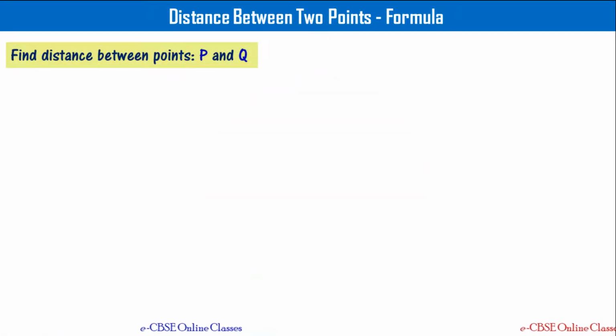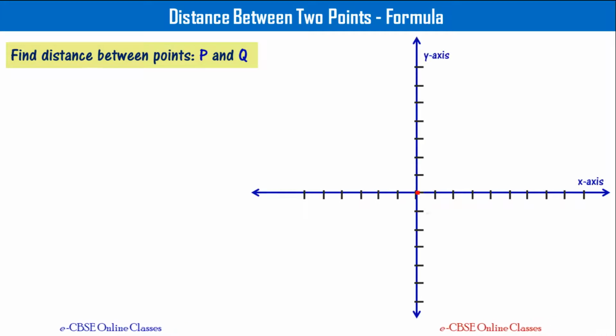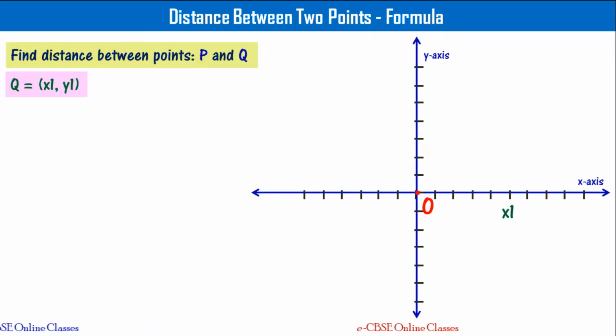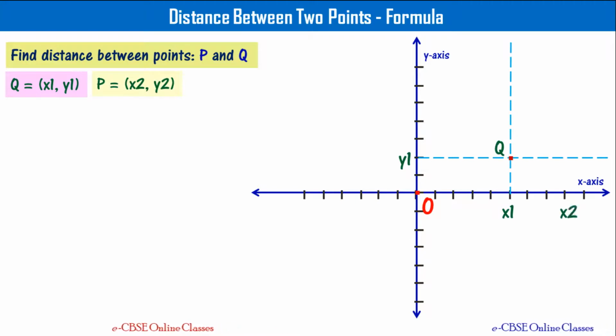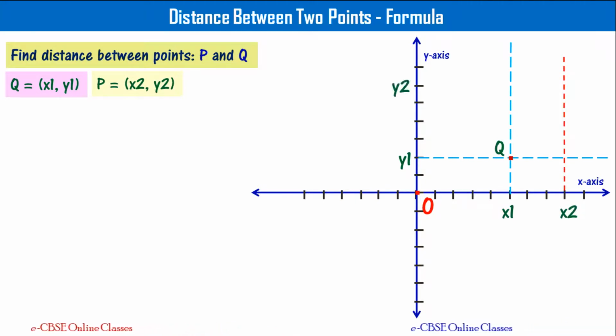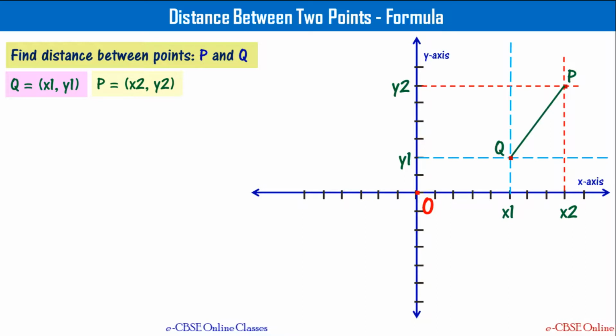Let's find the distance between points P and Q. Let's say that Q is (x1, y1) and P is (x2, y2). Let's mark them on the coordinate system. Let's connect PQ. To find the distance between P and Q, we have to find the length of line segment PQ, right? If you observe the triangle PQR, I have marked just R in this particular case.